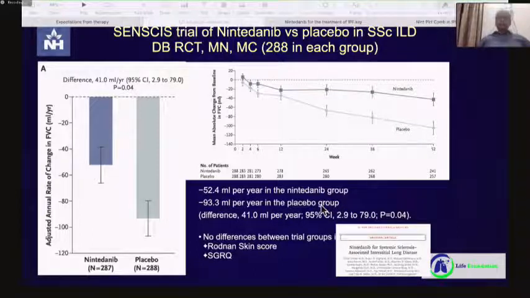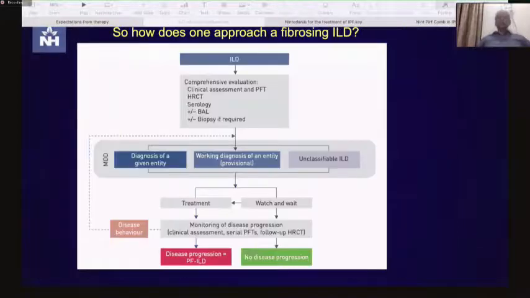And this is better actually than those we've seen with the IPF varieties, where the decline in the placebo group was much higher. So maybe systemic sclerosis ILD does actually better, but we must remember that this is a homogeneous group. The other interesting thing was the Rodnan skin score didn't change. There was no difference between the trial and the control group. And this suggests that nintedanib does not work equally well in all areas of fibrosis. And the St. George's Respiratory Questionnaire also did not show a significant difference.